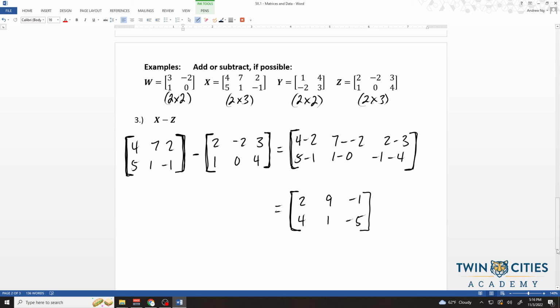All right, that'll do for our entry into matrices, as well as some basic operations, adding and subtracting. Remember, when you go to add or subtract matrices, they have to be the exact same dimensions. And if they are the same dimensions, then you go ahead and add or subtract their corresponding entries. If they're not the same dimensions, then you don't have a solution there because you couldn't add or subtract them to begin with.